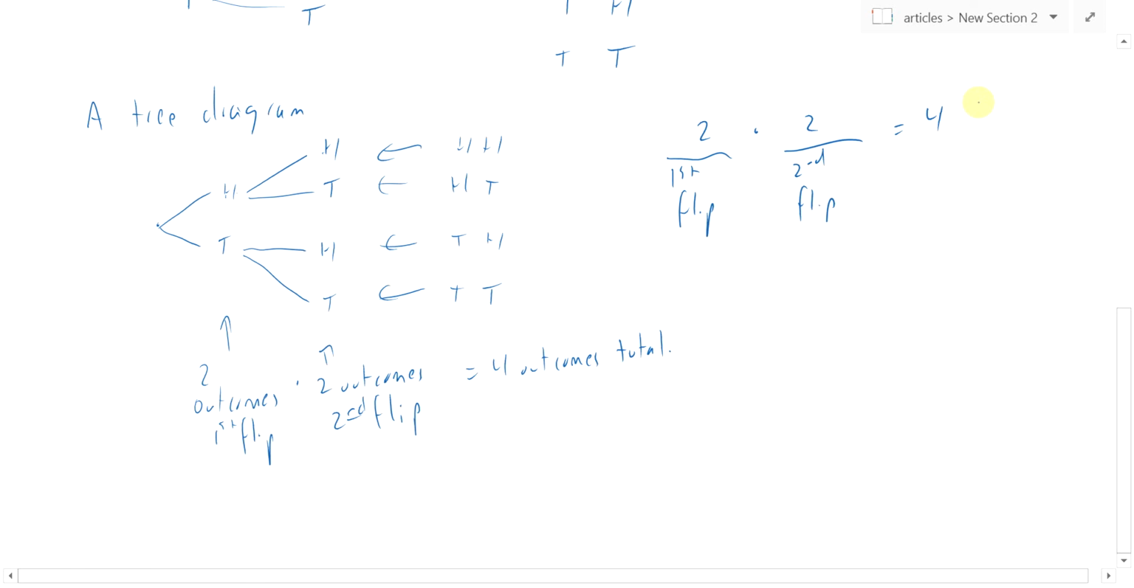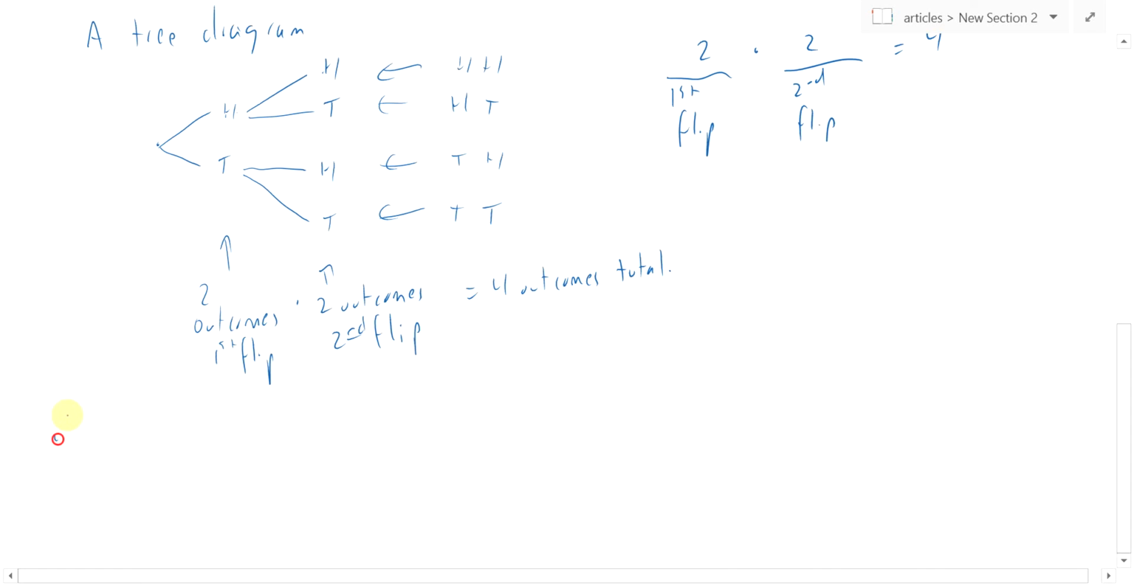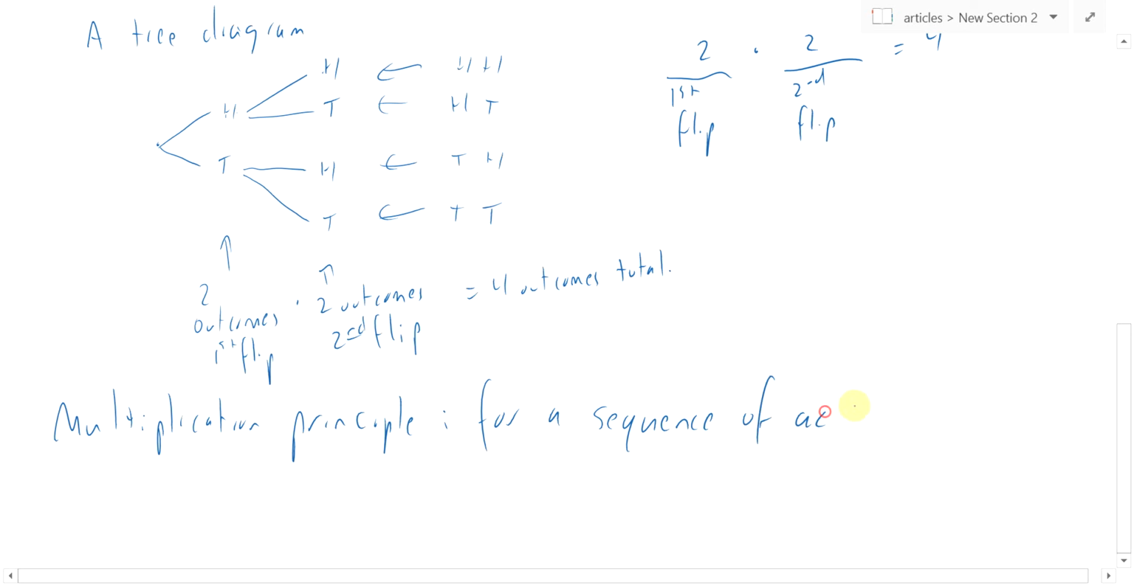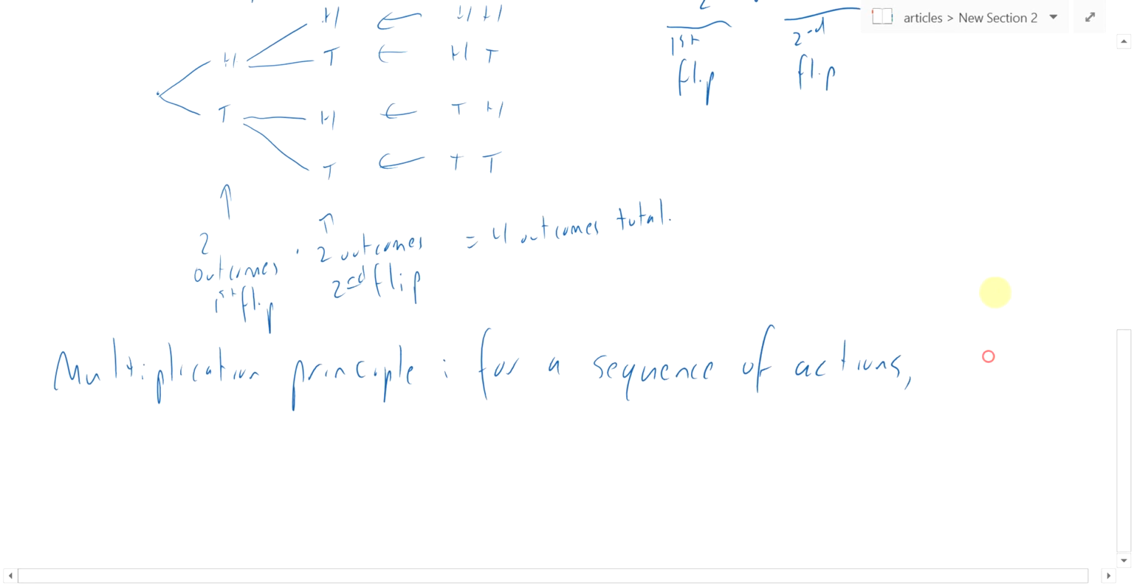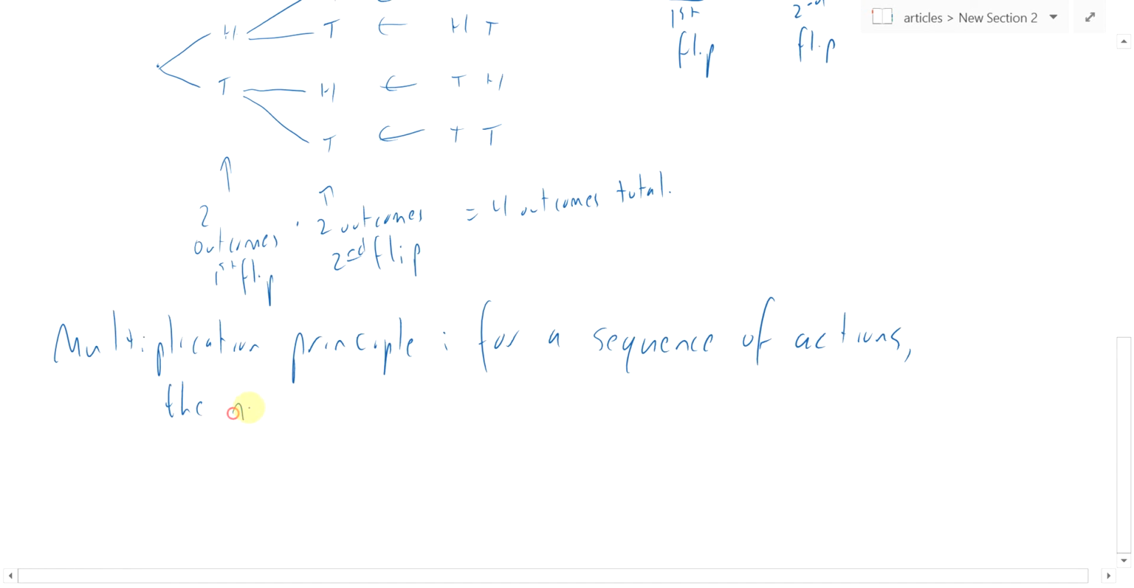And this is the multiplication principle. For a sequence of actions, right? So here's flip the coin once, record what it is, flip it again, record what you get. The number of possible outcomes is the product of choices at each step.